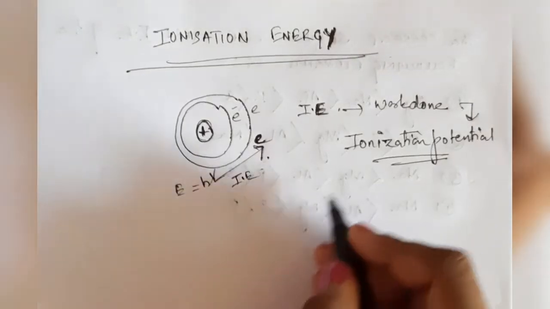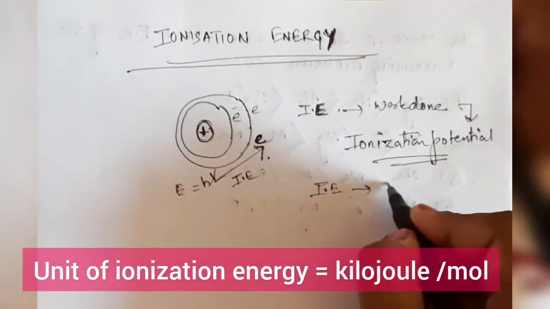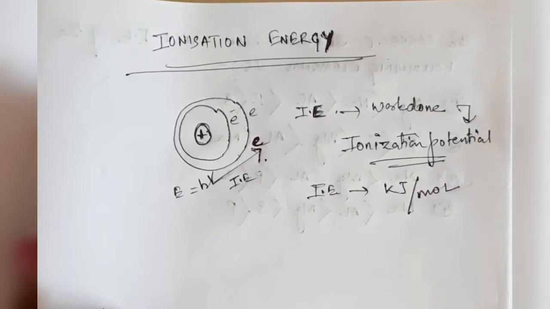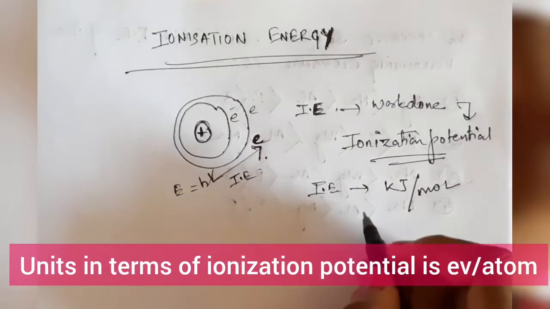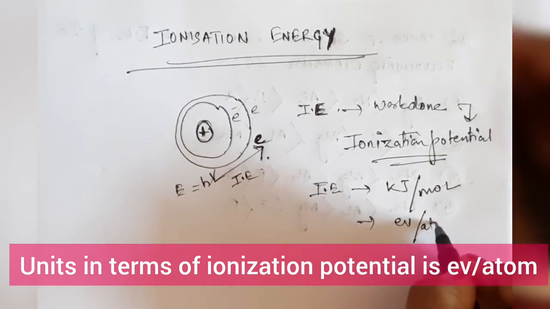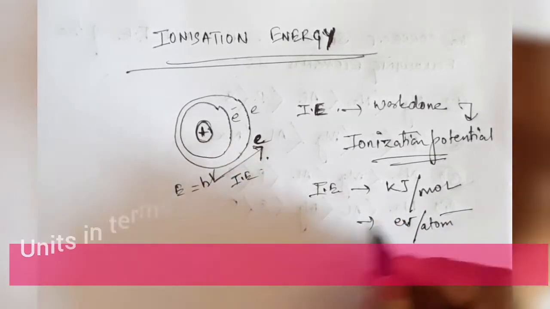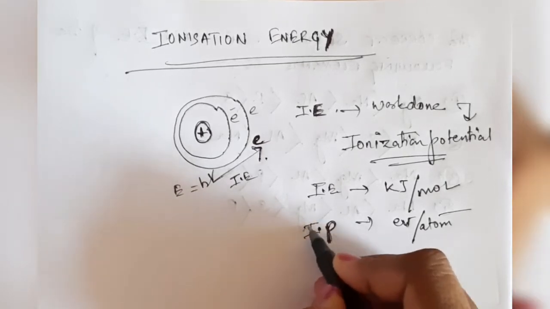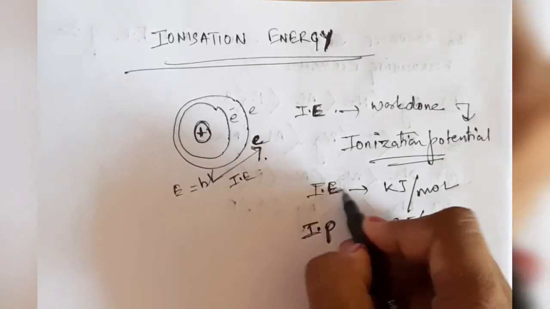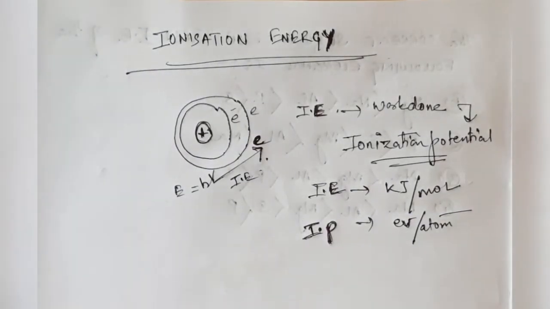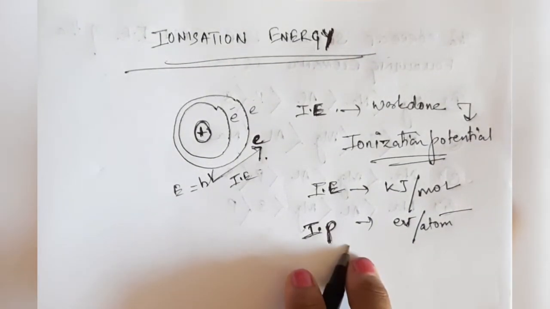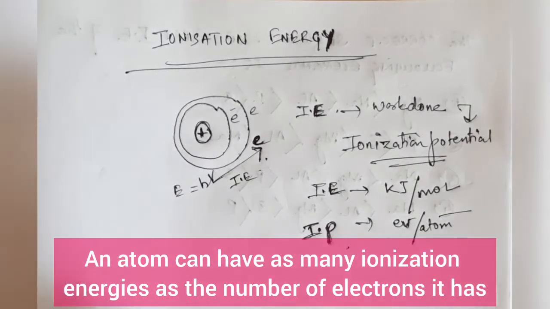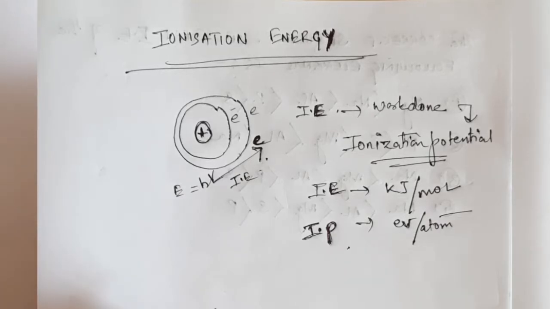The unit of ionization energy is kilojoule per mole. When the property is written in terms of ionization potential, IP, the units are taken as eV per atom. So ionization energy is calculated in kilojoule per mole, and ionization potential is calculated in eV per atom. Now an atom can have many ionization energies, as many as the number of electrons it has.